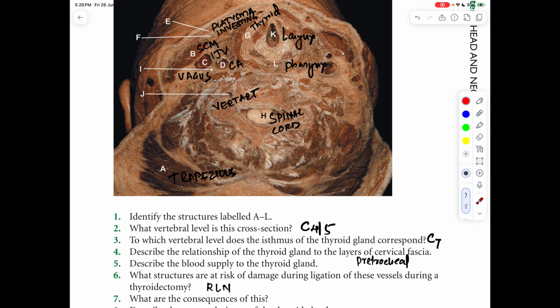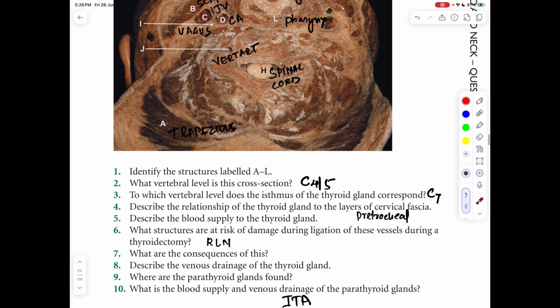because our carotid artery is not bifurcated. Single carotid artery is there. Then you see it is C4-5. To which vertebral level does the isthmus of thyroid correspond? Isthmus is corresponding to C4 level.